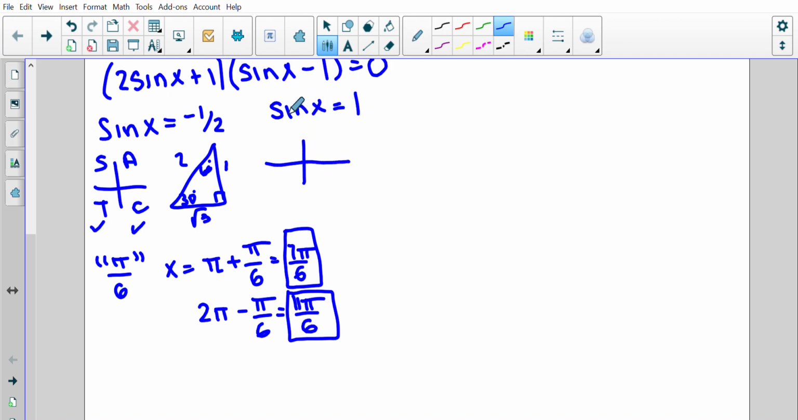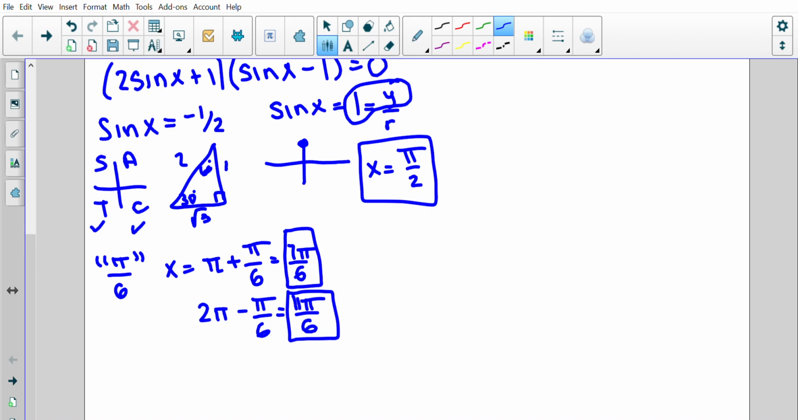And when we are on our axis, remember this is our y over r, so it's really where y equals 1, and y equals 1 right up here, and that's where x is going to be pi over 2. And so those three would be our answers for that particular problem.